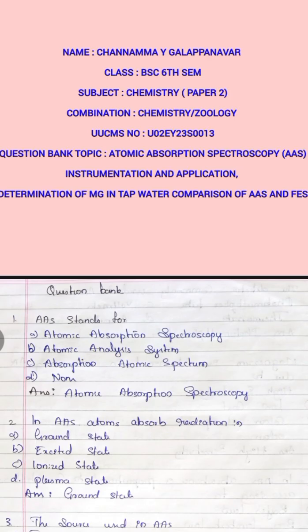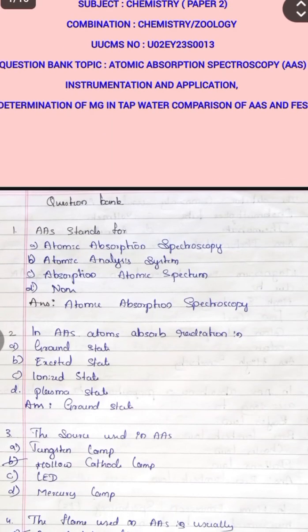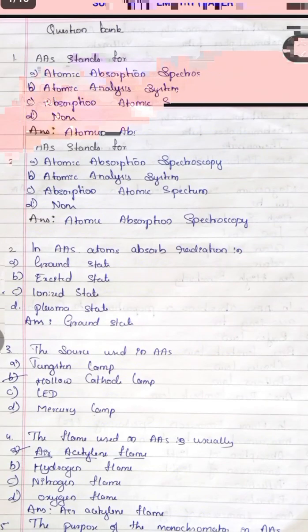Question bank topic is Atomic Absorption Spectroscopy, Instrumentation and Application, Determination of Mg in tap water, Comparison of AAS and FES. Question bank. AAS stands for Option A, Atomic Absorption Spectroscopy. Option B, Atomic Analysis System. Option C, Absorption Atomic Spectrum. Option D, none. Answer is Atomic Absorption Spectroscopy.